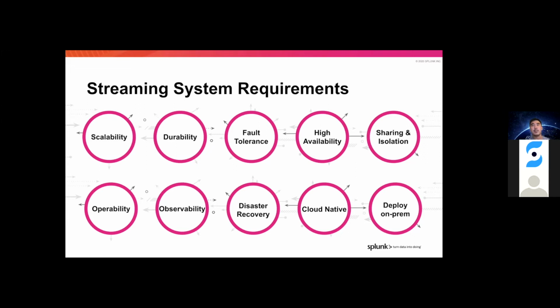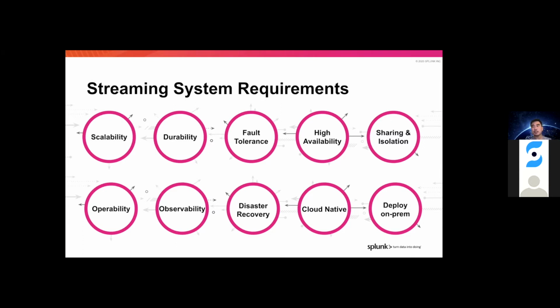Disaster recovery. I touched on this in terms of fault tolerance and high availability: in case there are disasters, we should be able to recover in a speedy fashion, and there should be avenues in which we can recover.